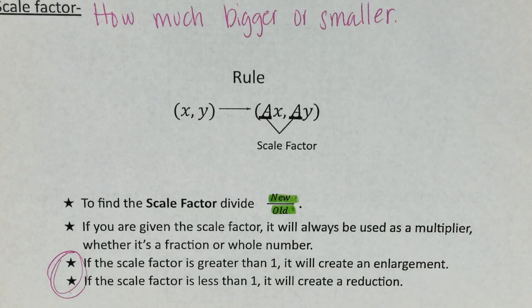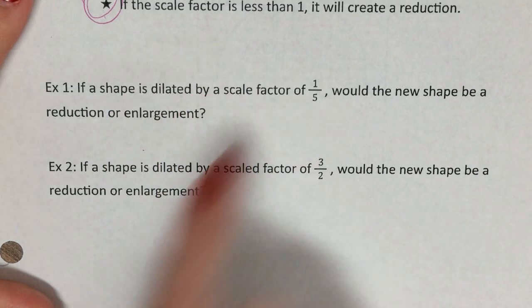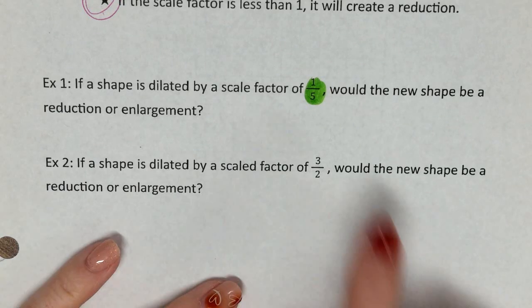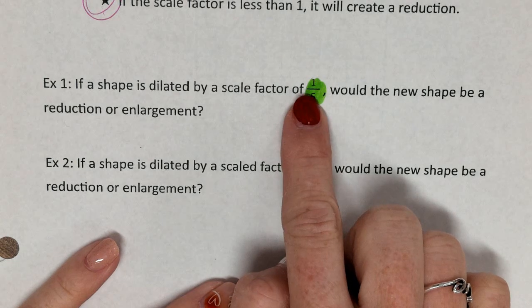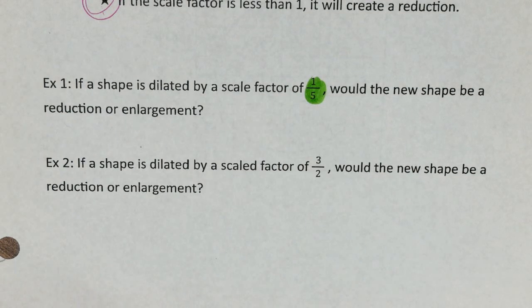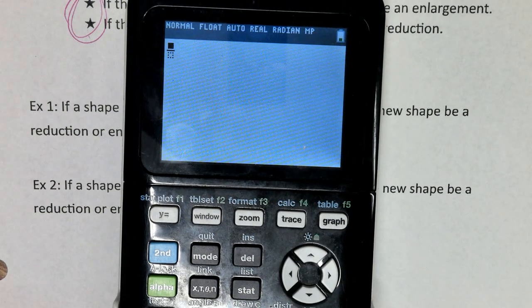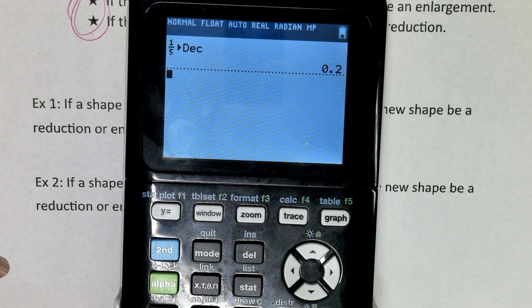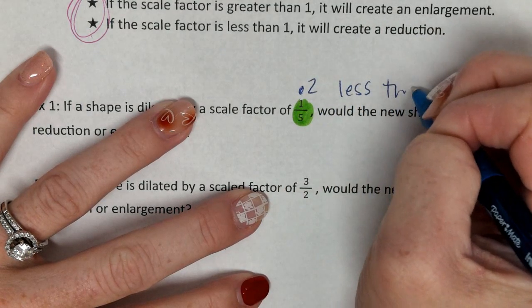I need everybody sitting up and paying attention. So here's our first two examples. Are y'all ready? If a shape is dilated by a scale factor of a fifth, would it make a reduction or enlargement? What did I say? If this number is greater than 1, it's an enlargement. If it's less than 1, is 1/5 greater than 1 or less than 1? What if you don't know? Calculator, 1/5. Let's go see what a fifth is. 1/5. Math, decimal, enter. Is that greater than 1 or less than 1? So because 1/5 is 0.2, it is less than 1.